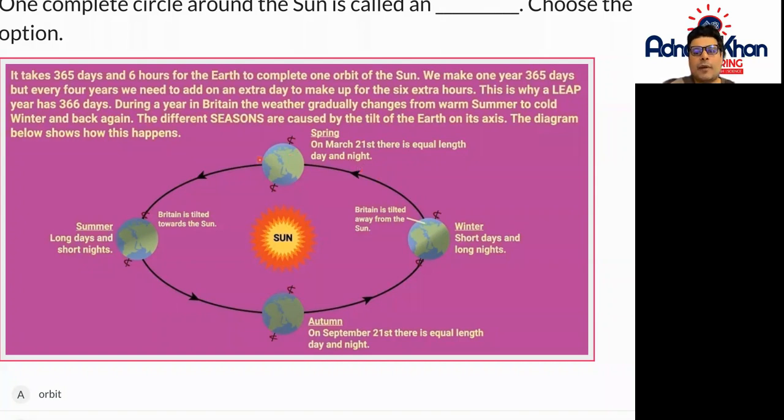And then when we're going all the way around, Britain is tilted towards the sun in the summer months, where we have long days and short nights and much, much warmer weather as well. Okay, so I hope that helps.